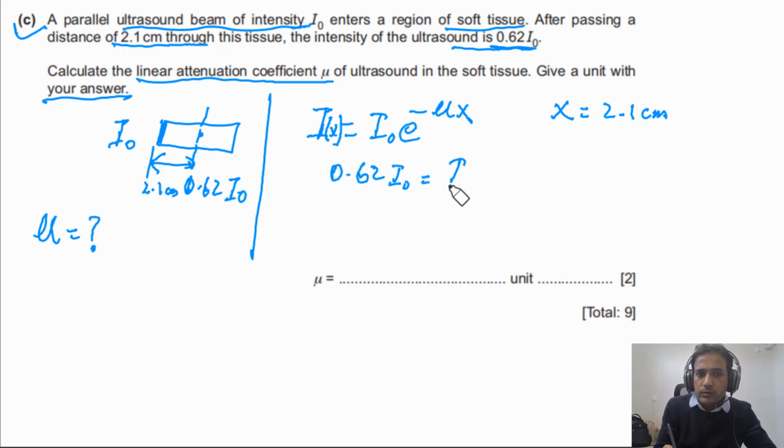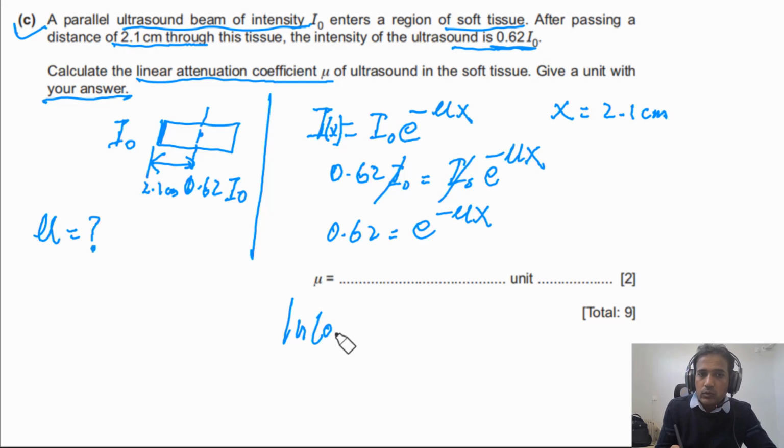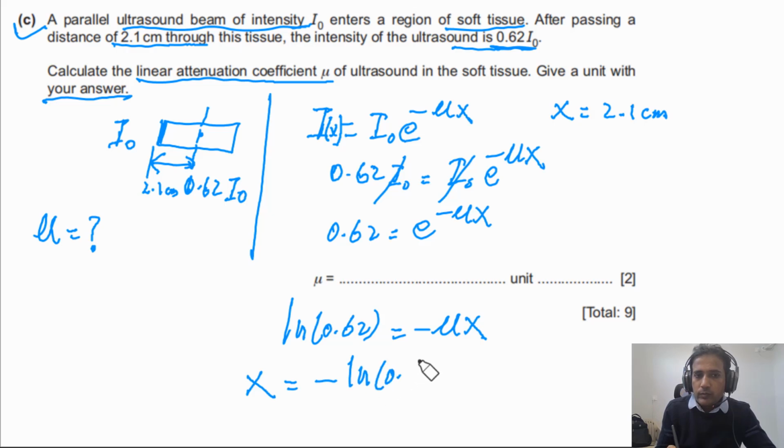This is equal to I naught e to the power of negative mu x. So I naught we can cancel, so we are left with 0.62 equal to e to the power of negative mu x. Now we can take the natural log on both sides. So we take ln of 0.62, and ln of e is 1, so we get negative mu times x. So we can simply say mu will be equal to negative ln of 0.62 divided by x.